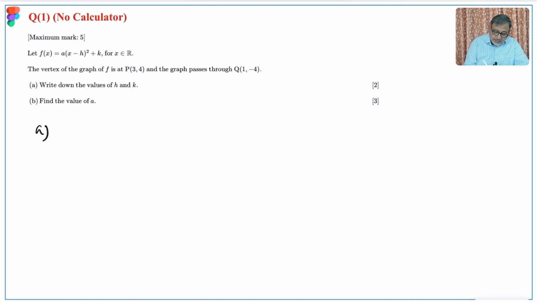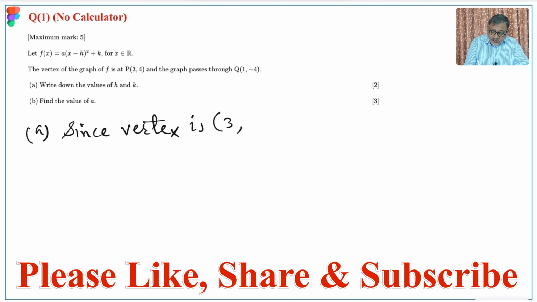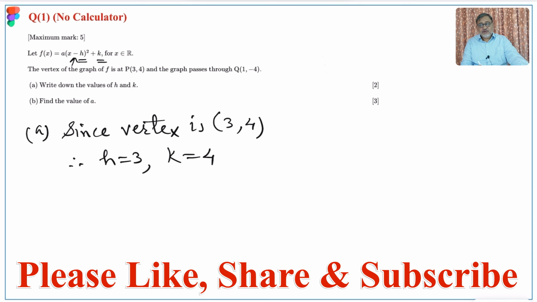Now look here. Since the vertex is 3 comma 4, in this function h and k are nothing but the coordinates of the vertex. So therefore h will be 3 and k will be 4. Also remember, if it is x minus h, then the x coordinate of the vertex will be positive h. If it is x plus h, then the x coordinate of the vertex will be negative h, right? So this is the vertex.